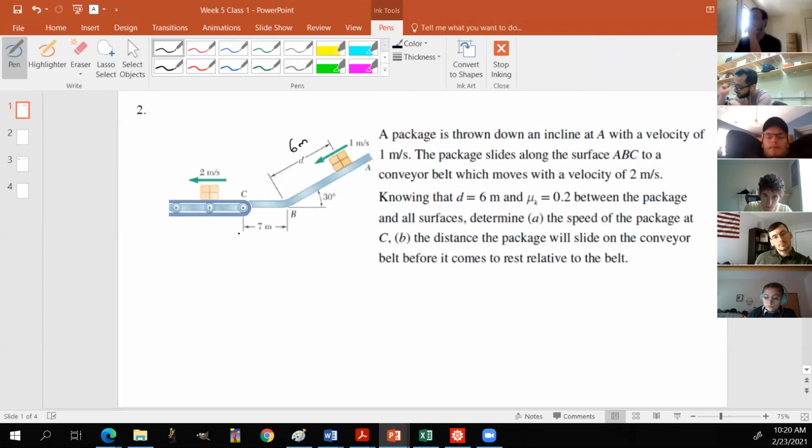and you're told that this distance from B to C is 7 meters, and that there's a kinetic friction term coming in, where mu k is equal to 0.2 between the package and all of the surfaces that you see over here. What you're asked to do is to find the speed of the package at the point C, just as it comes onto the conveyor belt. And you're also asked the distance the package will slide along the conveyor belt before it comes to rest. In essence, that means it just starts moving at the same velocity as the conveyor belt.